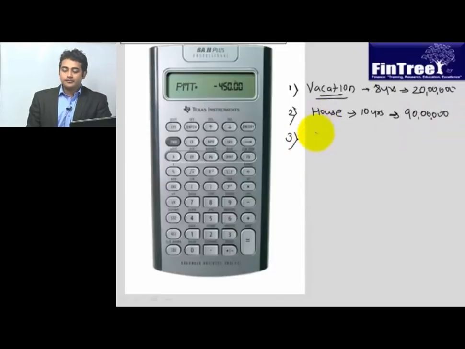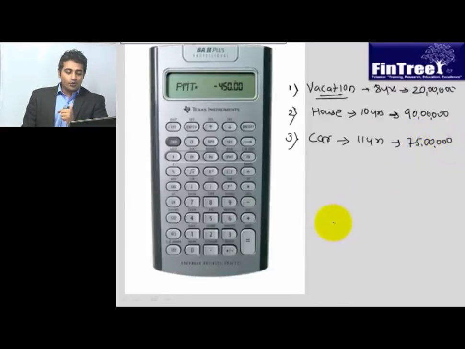And the third dream that you have, you would like to buy yourself a big fancy car. This you would like to buy 11 years from now, and a car similar to this today is being priced at 75 lakh rupees.